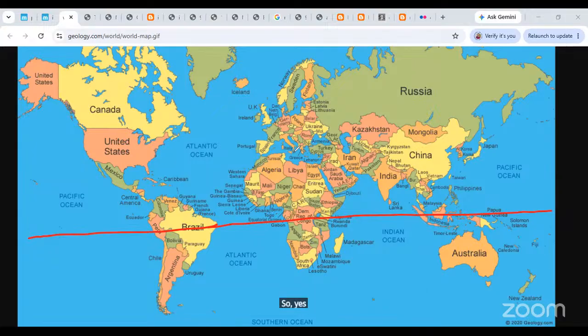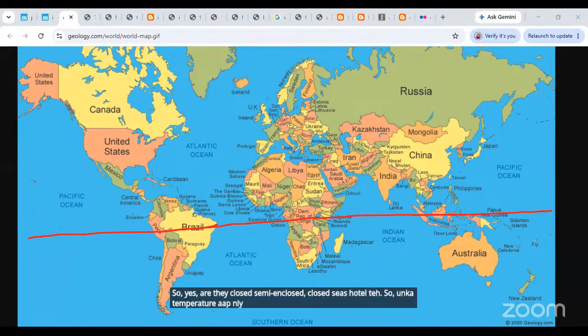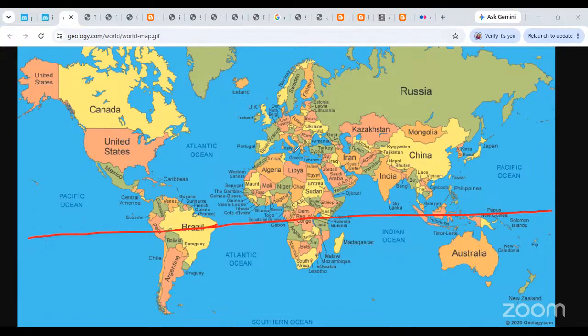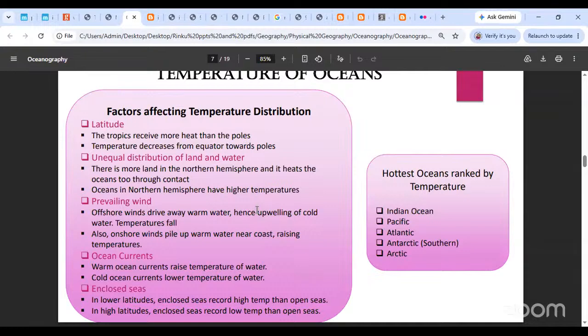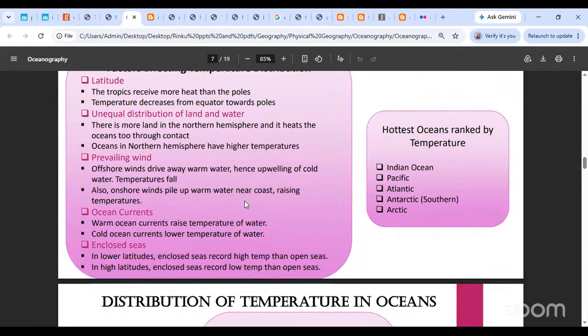ये सारे सेमी एनक्लोज्ड या क्लोज्ड सीज हो जाते हैं, तो उनका टेम्परेचर अपने आप बढ़ जाएगा। ओके, जब आसपास के लैंड का टेम्परेचर बढ़ जाता है तो पानी का भी थोड़ा बहुत बढ़ेगा। पानी की वैसी कैरेक्टरिस्टिक नहीं होती लैंड की तरह कि बहुत जल्दी गर्म हो या बहुत जल्दी ठंडा हो जाए, लेकिन उससे फर्क तो पड़ेगा। सो ऑब्वियसली दैट मैटर्स अ लॉट। तो यूजुअली नॉर्दर्न एरिया के ओशंस या सीज के टेम्परेचर सदर्न हेमिस्फीयर की सीज के कम्पेयर में थोड़े ज्यादा होते हैं। Okay, so oceans in northern hemisphere will usually have higher temperatures.